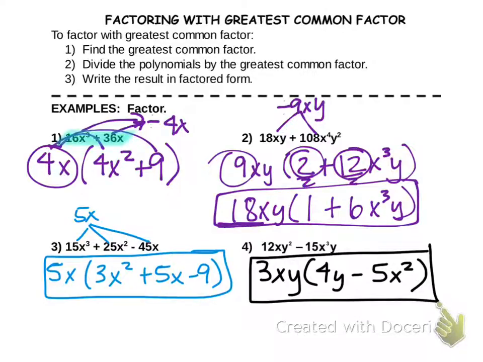Make sure that you're doing that, double check. This is a key here, showing you that with the greatest common factor, you can double check and make sure you did it right. All right, so that's what I have for you for factoring through GCF.